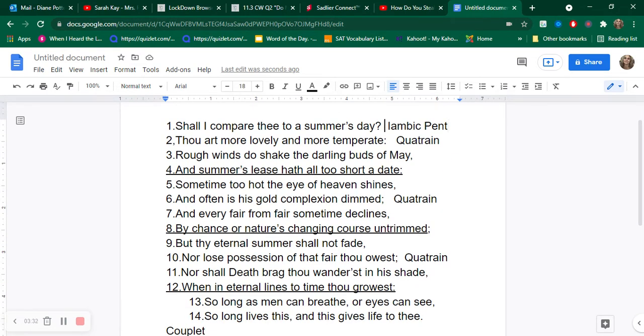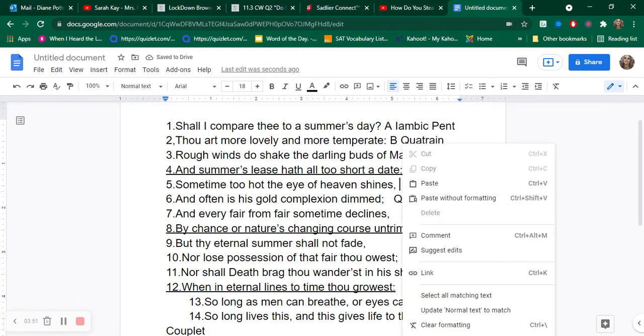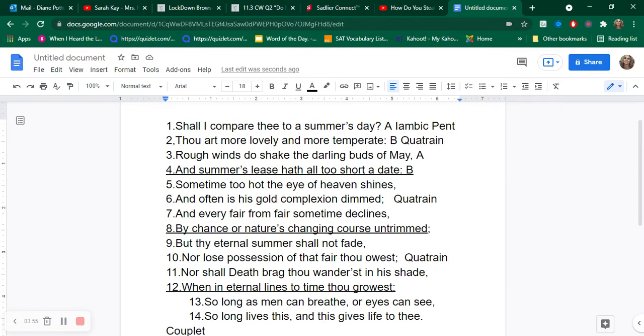First, also, while we're here annotating, let's notice the rhyme scheme. Shall I compare thee to a summer's day? That's A, right? Temperate. Does temperate rhyme with day? No, so that's going to be B. May rhymes with day. That's A. A, B, A, B. Date rhymes with temperate. Okay. Shines doesn't rhyme with anything, so shines is going to be C. Dimmed. Does dimmed rhyme with shines? No. So that's D. Declines, shines, yes, C.